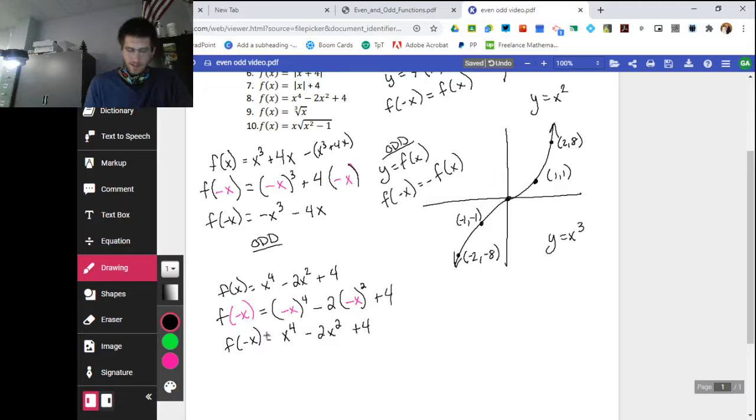So then you look at this new function we have, how does that compare to the original? You'll notice that they're exactly the same. If they're exactly the same, they're even functions. It's an even function.